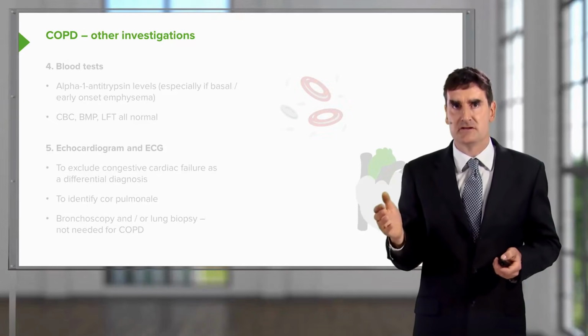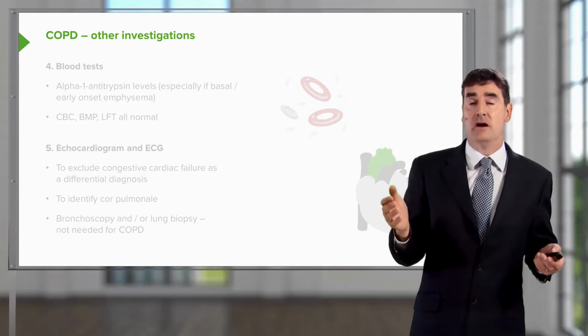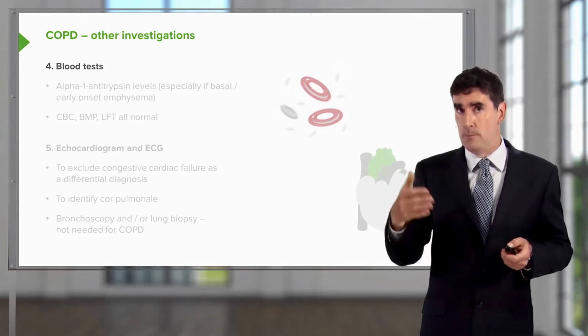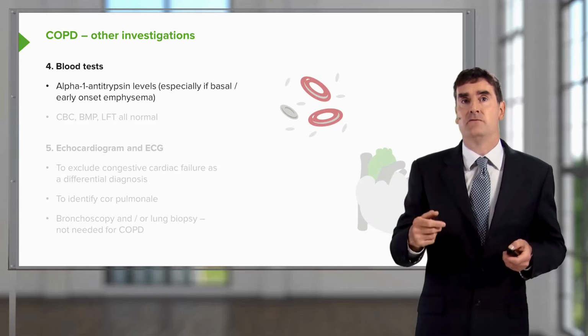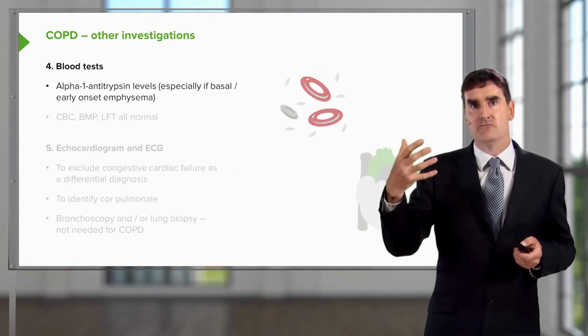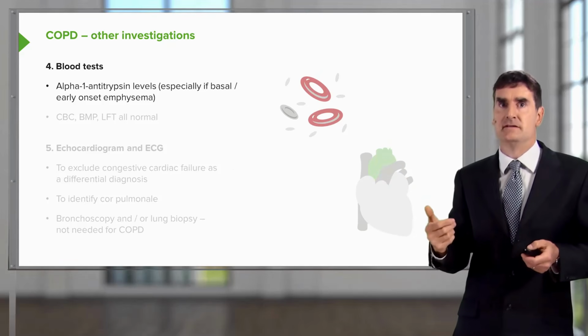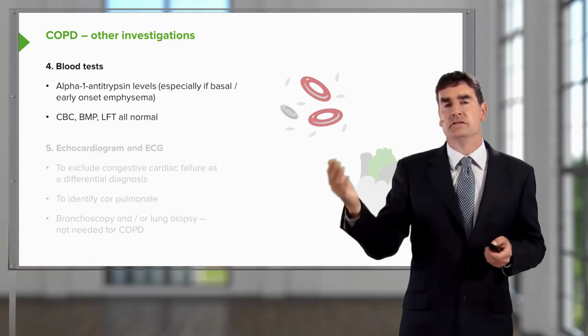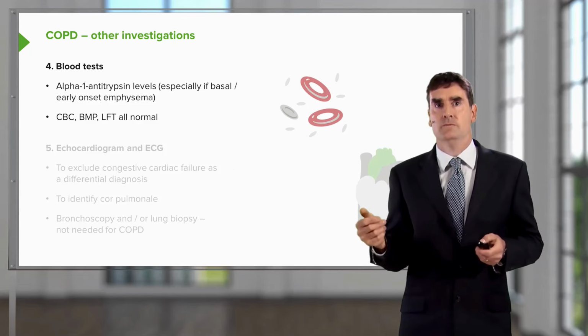What other investigations are useful in COPD? Well, actually not much. Lung function, chest x-ray, some patients need a CT scan. Blood tests, you may want to measure the alpha-1 antitrypsin level to see whether they have early onset emphysema, if they're relatively young patients, especially if they have basal emphysema on their CT scan. Normal blood tests for blood count, U&Es, liver function tests are all normal.